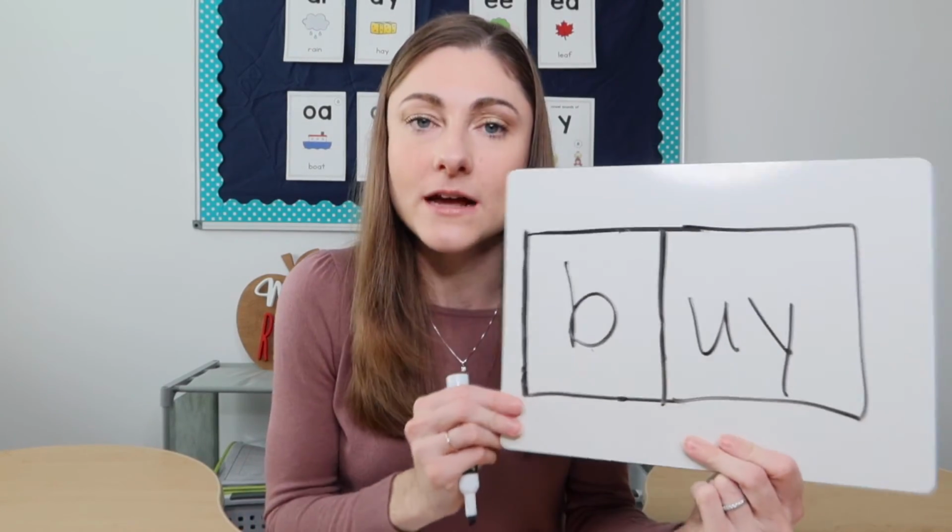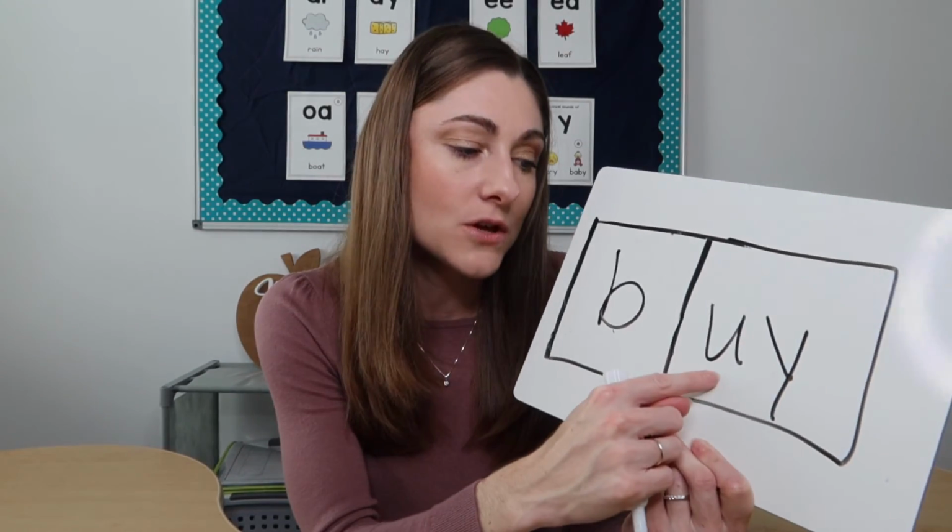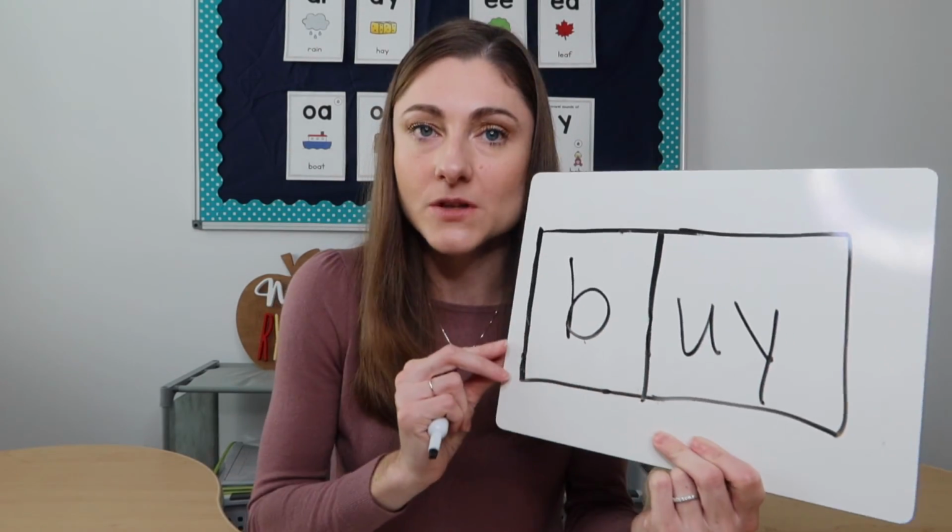Let's do the word buy, like to buy something at the store. Okay, so here we have buy, and the sounds are b, I. The long I sound is represented by the U and the Y. So there's tons of irregularly spelled words out there, but hopefully those examples are a good way to get started in thinking about how to do this with your students.